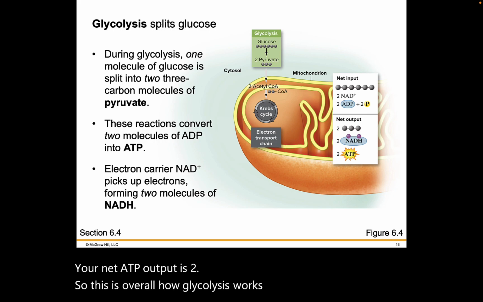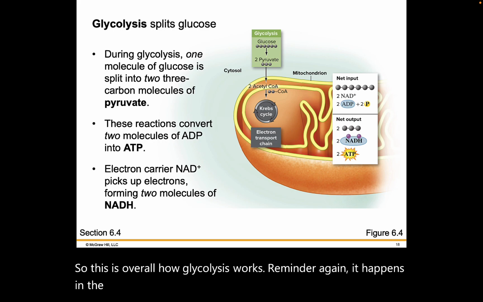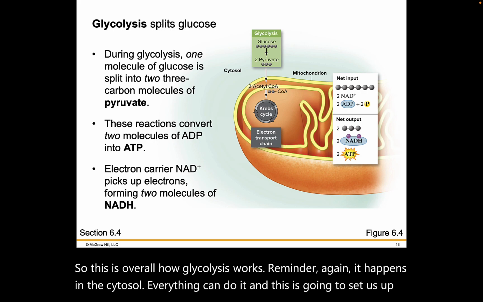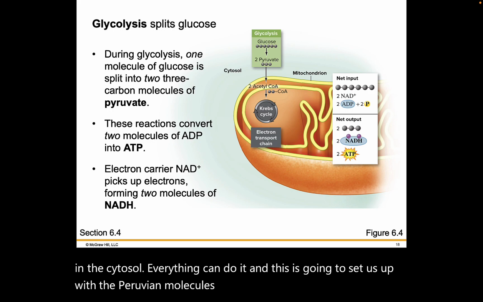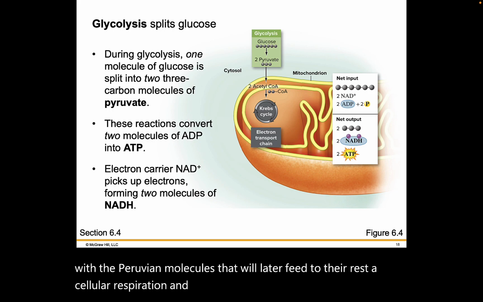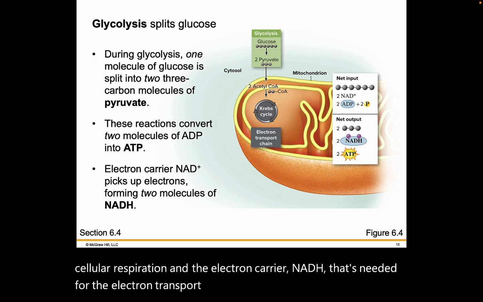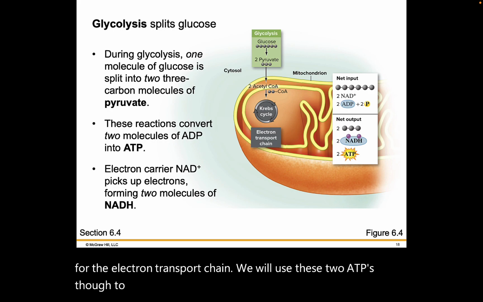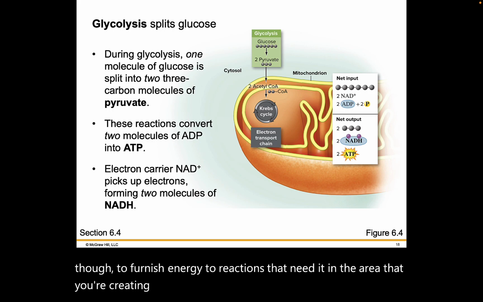A reminder again, it happens in the cytosol. Everything can do it. And this is going to set us up with the pyruvate molecules that will later feed to the rest of cellular respiration and the electron carrier, NADH, that's needed for the electron transport chain. We will use these 2 ATPs, though, to furnish energy to reactions that need it in the area that you're creating them. So I hope that helps.